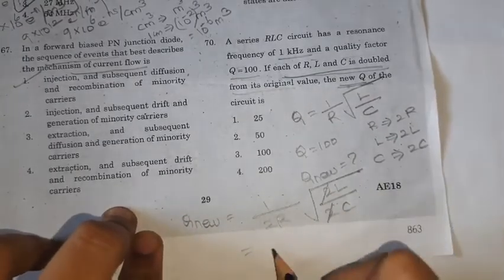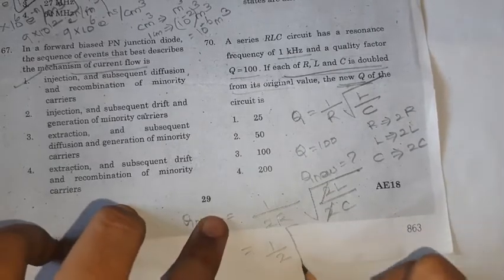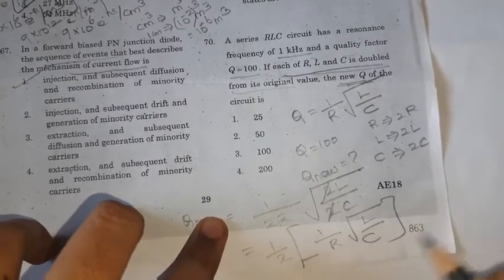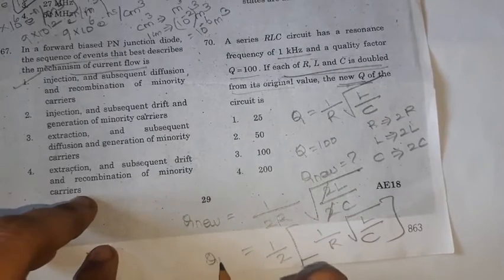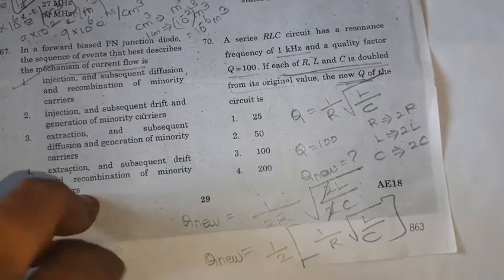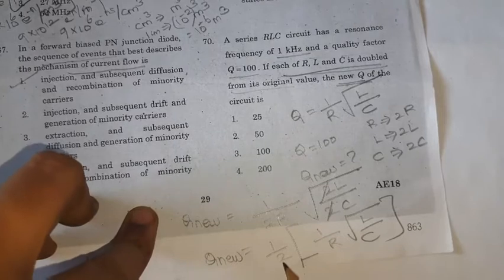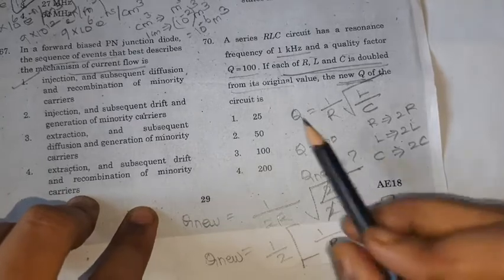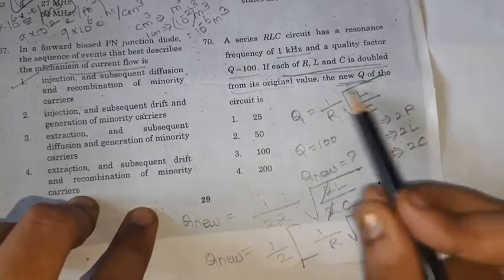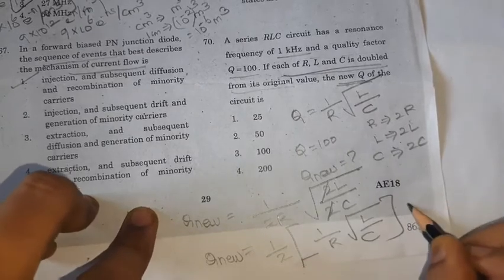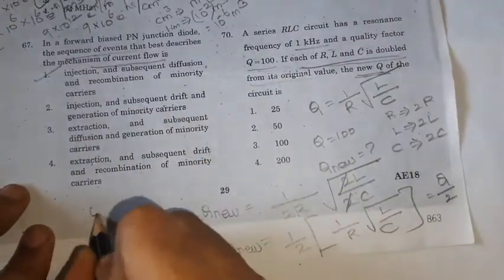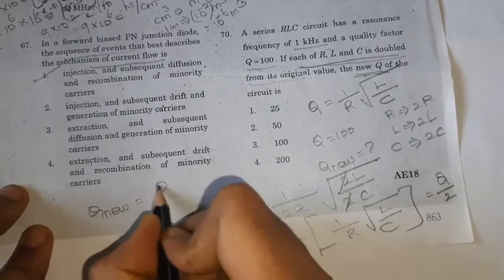The 2 in the square root gets cancelled. So it can be written as 1 by 2 into 1 by R square root of L by C. This 1 by R square root of L by C is nothing but the earlier Q factor of the series RLC circuit. So what we get is Q by 2. The new Q factor, Q new, is equal to Q by 2.